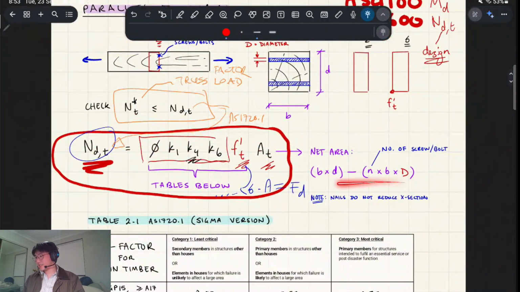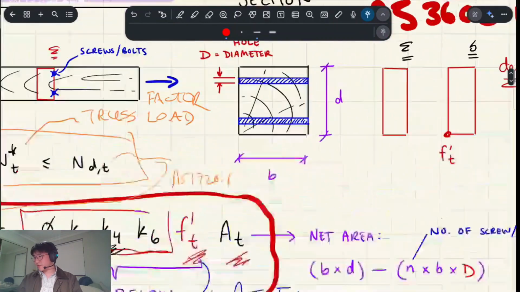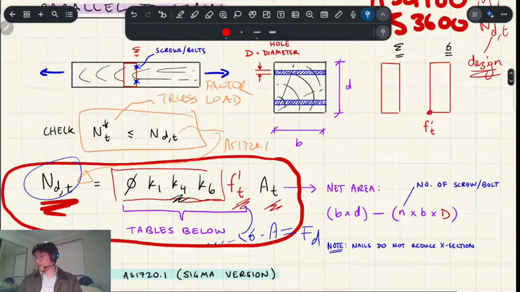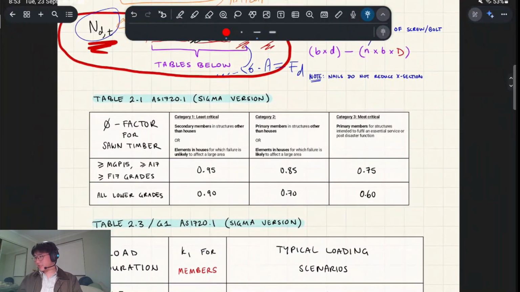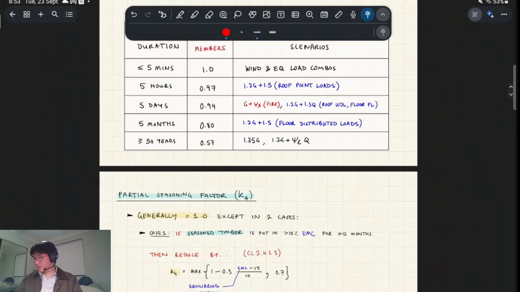So that's what this formula is saying. It's saying you get the overall rectangle and you subtract off those blue rectangles which are hatched. It says here that nails do not reduce cross-section. We just assume that. Basically nails are so small that it's negligible compared to the member size, and nails wouldn't fully go through the member necessarily. So yeah, that's that. I've included the Sigma version for these again, which you've seen on the previous document.